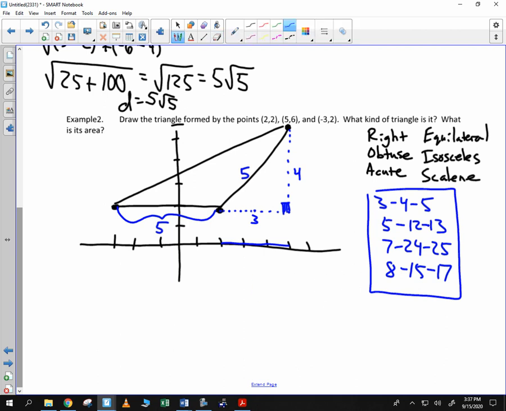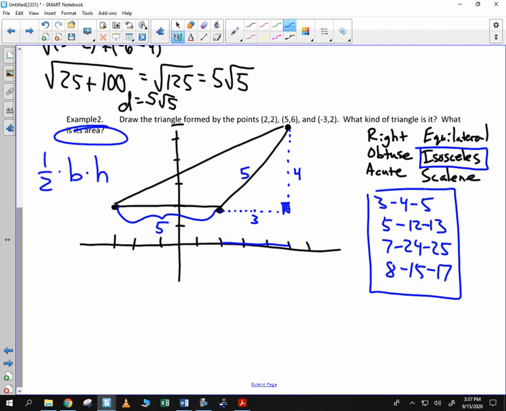So it looks like we have a length of 5 and a length of 5, and I know that this length is definitely greater than 5. So it looks like we're looking at an isosceles triangle. And the last question is, what is the area? The formula for area is 1/2 times the base times the height.